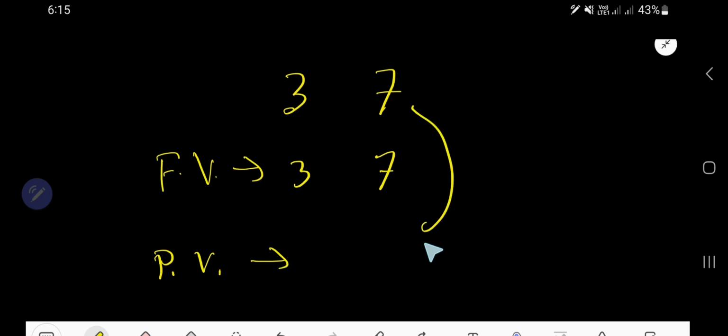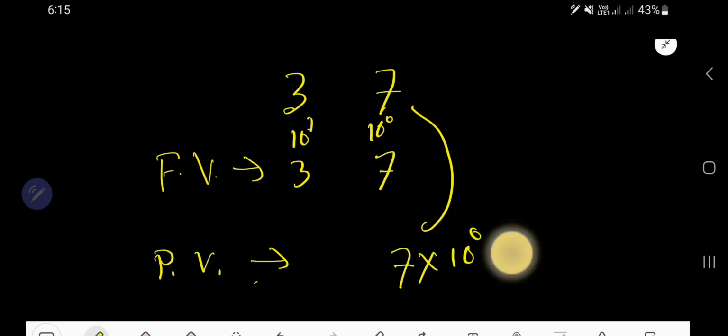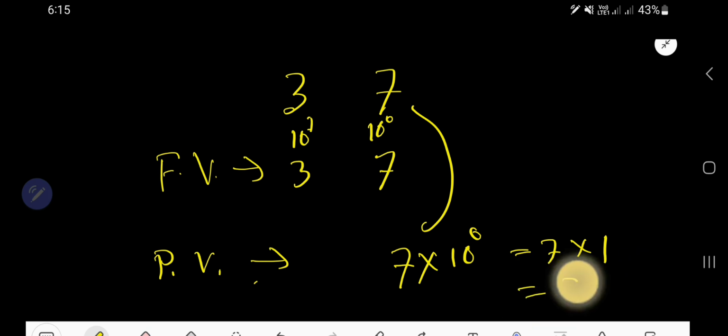The place value of 7 is 7 times the position of this 7. 7 is in 1's place or 10 to the power 0 place. 3 is in 10's place or 10 to the power 1 place. So to find out the place value of 7, we need to multiply 7 by its position, 10 to the power 0. 10 to the power 0 means after 1 you will not have any 0. That is 7 times 1, that is 7. The place value of 7 is 7.